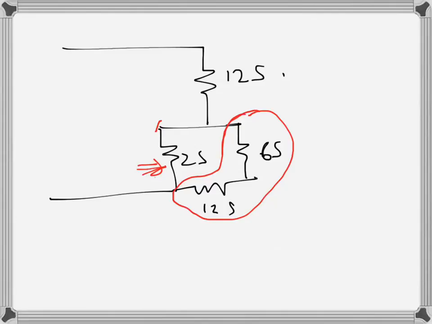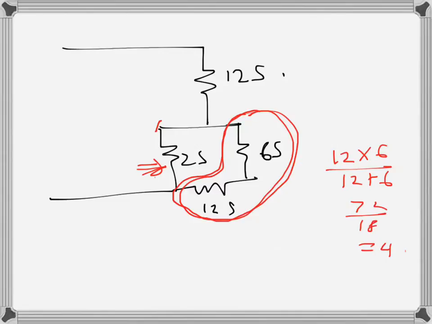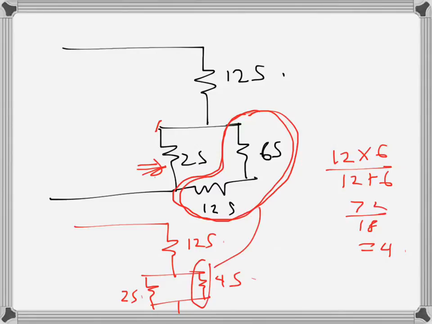So first we find the series equivalent here. What is the series? 12 and 6. They are in series but they are conductances, so the equivalent will be 12 times 6 over 12 plus 6, which is 72 over 18, which is 4. So our equivalent circuit now will become: this is 2S as it was, this is 12S as it was, and this one is 4S now, the series equivalent. And this is our final GEQ, which we need to find.